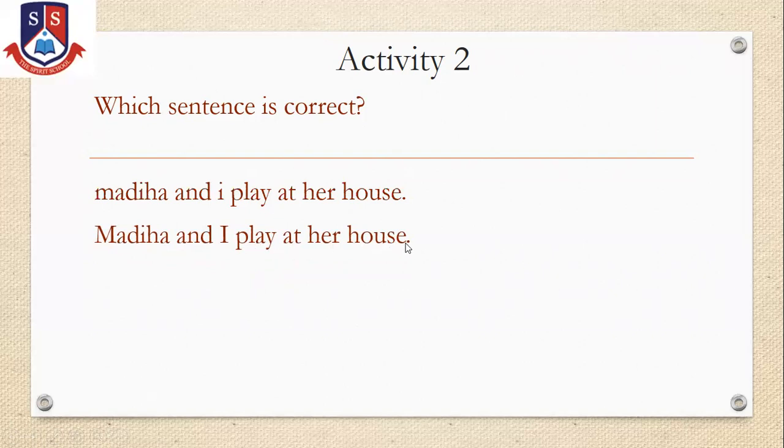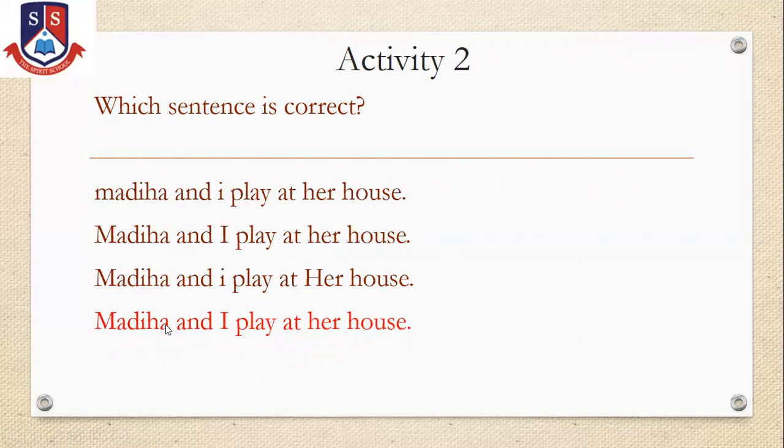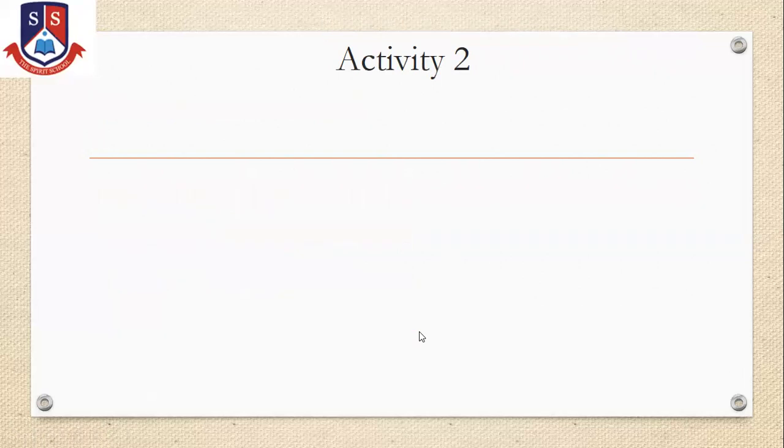All right. Next is Madiha and I play at her house. Full stop. The sentence is ending with the full stop. It is starting with the capital letter. But what is wrong with this sentence? The wrong thing in this sentence is I must not be the smaller one. It should be the capital letter, and her should not be in the capital one. It should be in the smaller form. So this is not correct. The correct one is this one. Madiha and I, with a capital letter, play at her house. Full stop. So students, let's do another one.